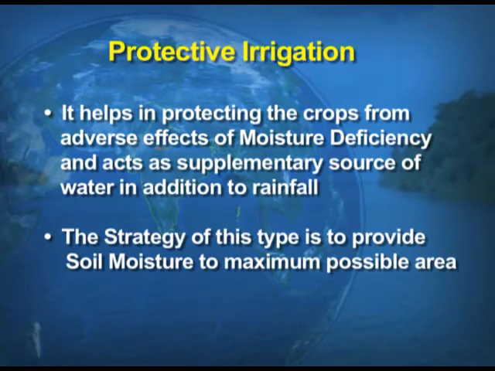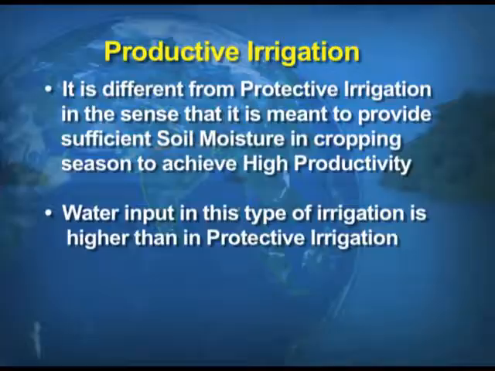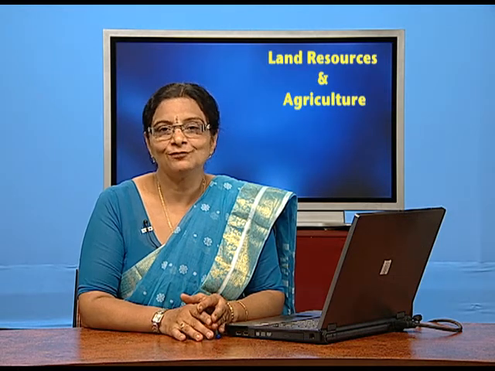Now, students, you must be wondering what these terms, protective or productive, mean. We will be discussing this. What is protective irrigation? It helps in the protection of crops from the adverse effects of moisture deficiency, and acts as a supplementary source of water in addition to the rainfall. Productive irrigation is different from protective irrigation in the sense that it is meant to provide a sufficient amount of moisture in the cropping season to achieve high productivity. As we were just discussing, a few crops require a high amount of moisture, and if we don't have sufficient rainfall, we have to depend upon irrigation, and that too productive irrigation.